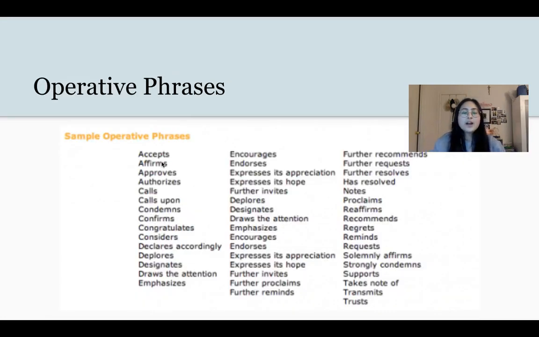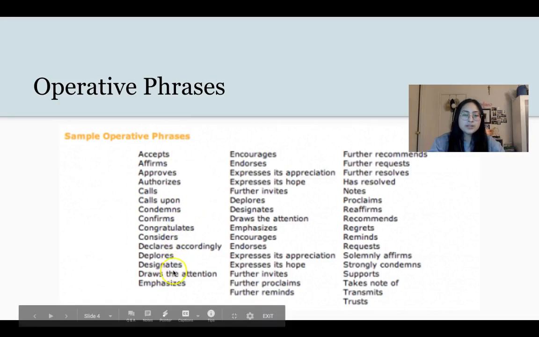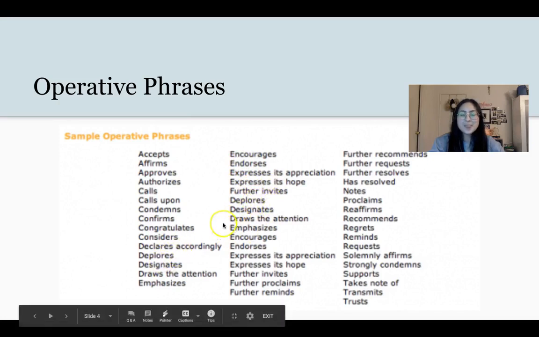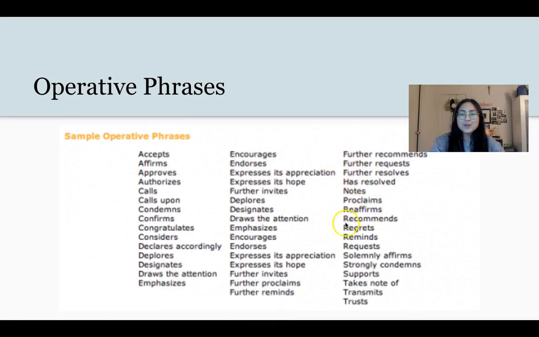And then here are the operative phrases like I was talking about. So here we have accepts, congratulates, deplores, designates, emphasizes, encourages, further invites, deplores. Did I just say that twice? Oh my gosh, I used it twice. Anyways, moving on. We have note, recommends, remind, requests.